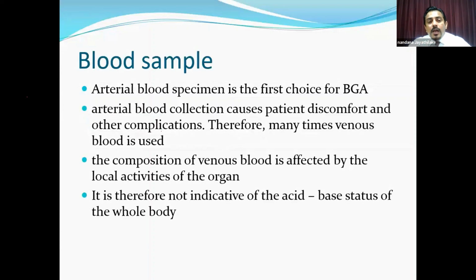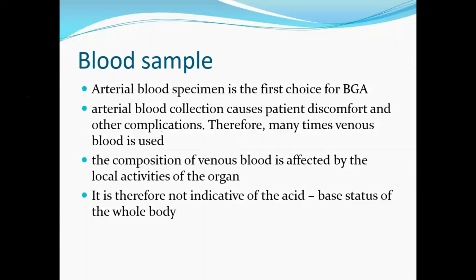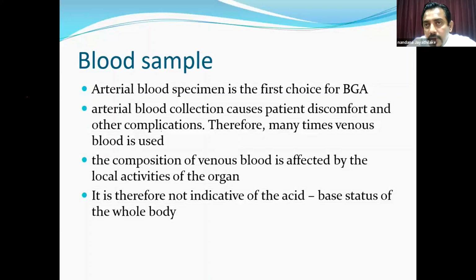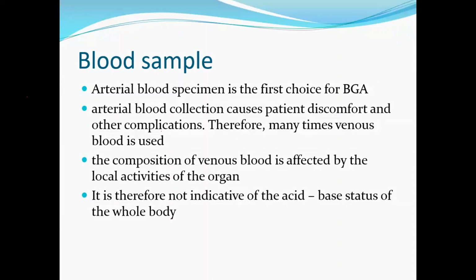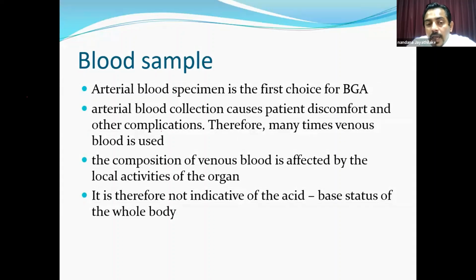Blood sample. The arterial blood specimen is the first choice for blood gas analysis. But it doesn't matter if you can't take arterial blood, because sometimes taking arterial blood causes patient discomfort and also other complications. Therefore, many times you might use the venous blood gas, but that is okay. In the emergency department, most of the time we do venous blood gas. Even in other countries, it's safe.